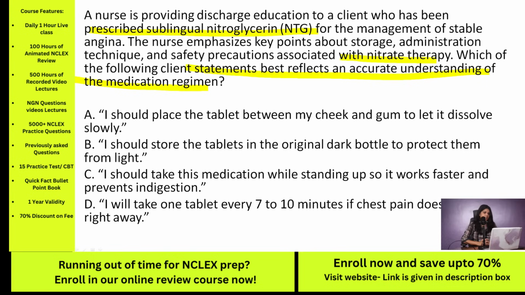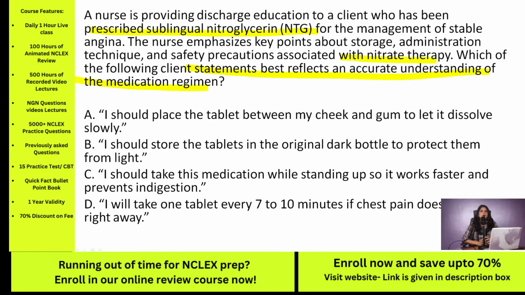Option A. I should place the tablet between my cheek and gum to let it dissolve slowly. Option B. I should store the tablets in the original dark bottle to protect them from light. Option C. I should take this medication while standing up so it works faster and prevents indigestion. Option D. I will take one tablet every 7 to 10 minutes if chest pain doesn't go away right away. Now, let's identify the correct response that aligns with best practice for nitrate therapy.